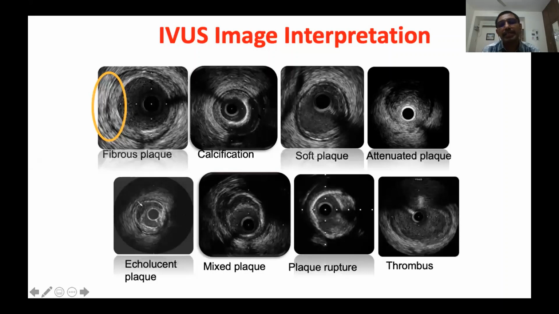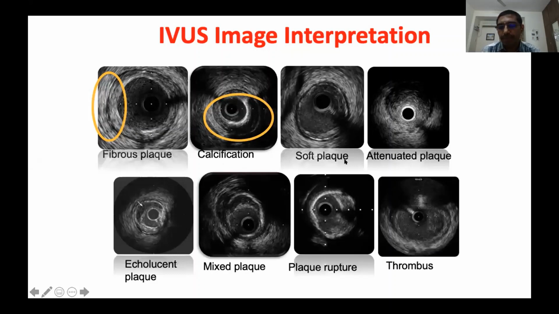The third thing, you can just see some ghost artifacts here. So these are all called reverberation, that is resulting from repeated reflections. If you see these three features, that is a plaque which is hyperechoic compared to adventitia, with dorsal shadowing and reverberation, that is your fibrocalcific plaque. In contrast to these, a plaque which is hypoechoic compared to adventitia is called soft plaque. Most probably these contain more lipid material.